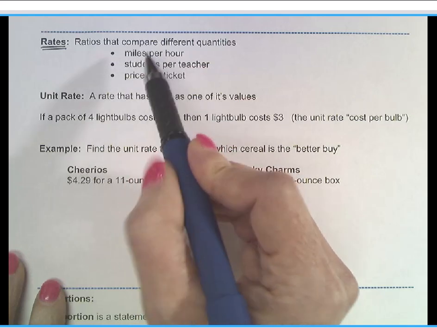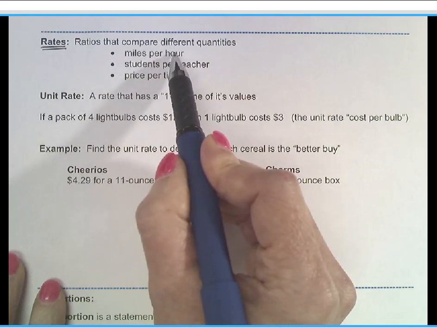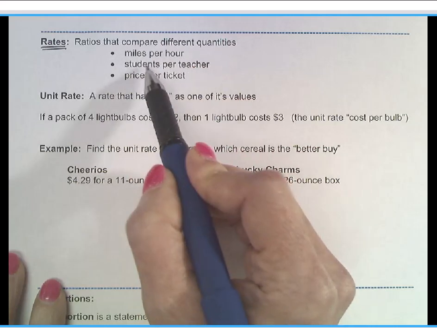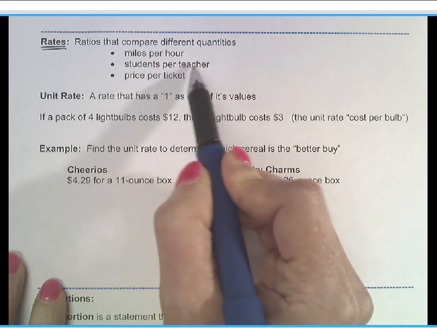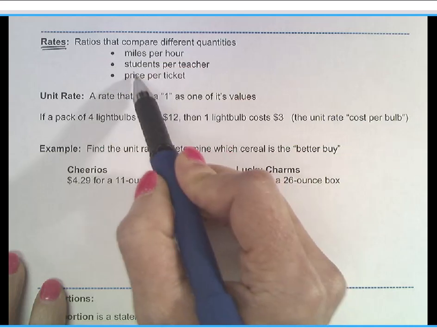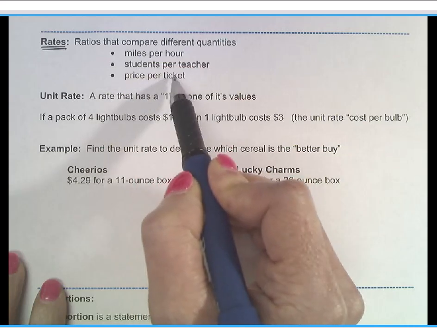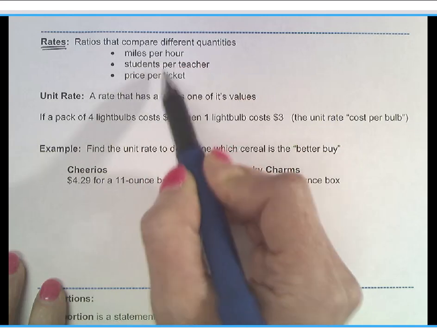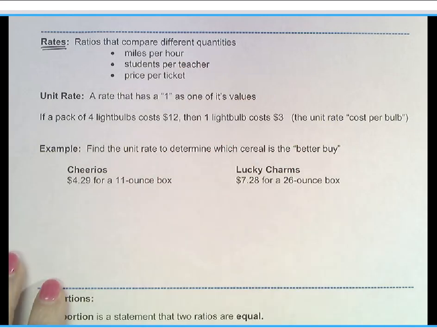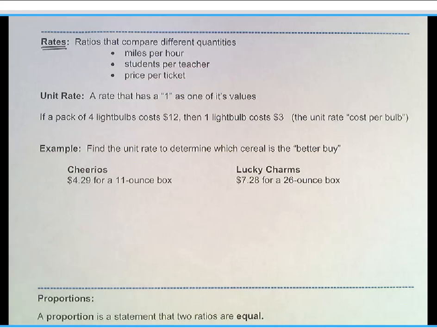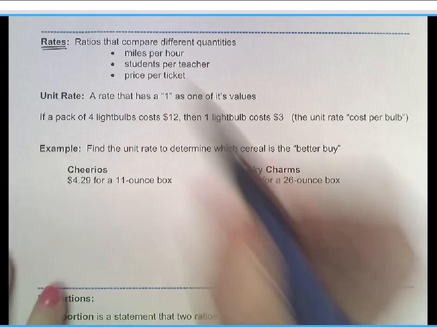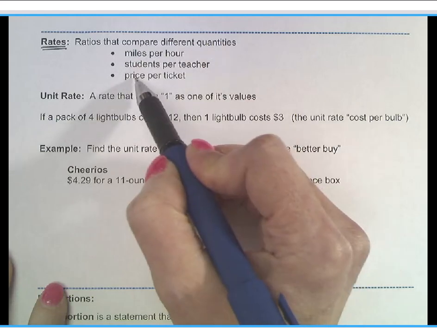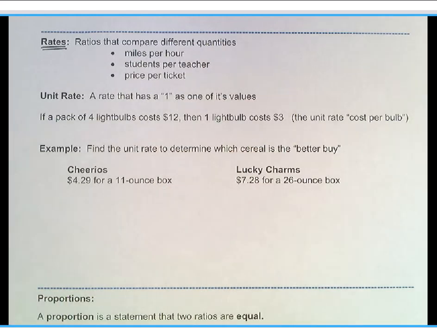Miles per hour, so you're comparing miles and hours, two different quantities. Students per teacher, number of students versus number of teachers. Price per ticket, that's dollars versus number of tickets. So you're comparing two different things, and you see that word per that shows up in there? Whenever you see per, that tells you that you have a rate, and that implies division. So whenever I see the word per, I know that something is being divided by something else. Miles is being divided by hours. Price is being divided by tickets. So that word per means divided by.